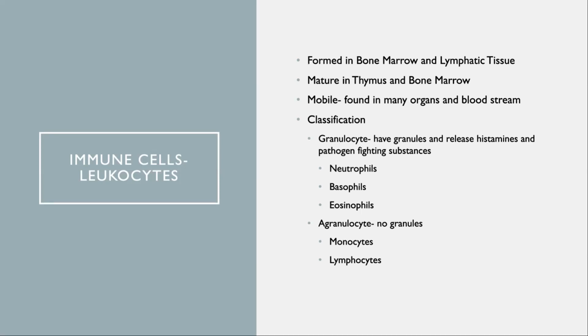There's two different types of leukocytes: granulocytes, which have granules and release histamine and pathogen-fighting substances, such as our neutrophils, basophils, and eosinophils. And then we have our agranulocytes, which have no granules. And these are going to be our monocytes and our lymphocytes.